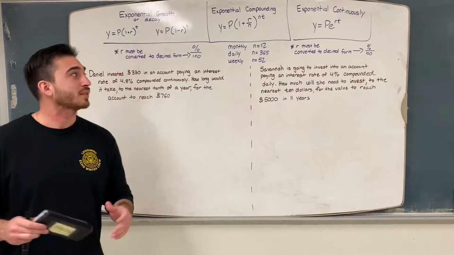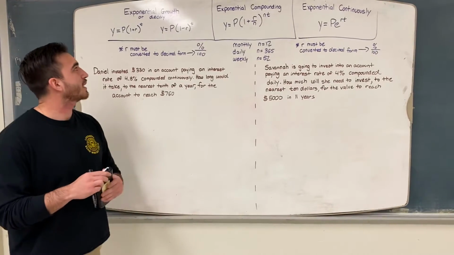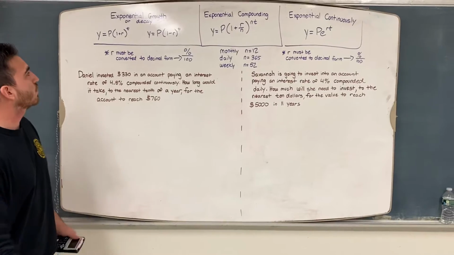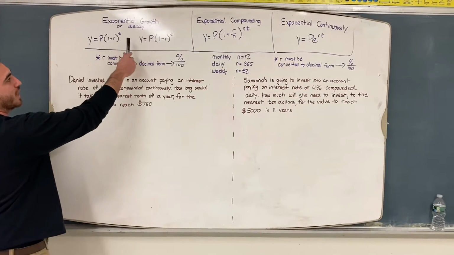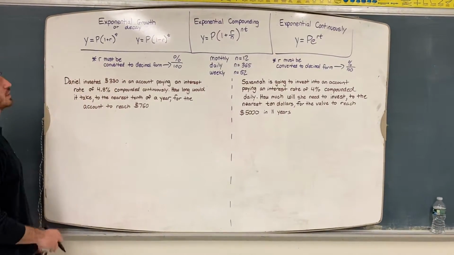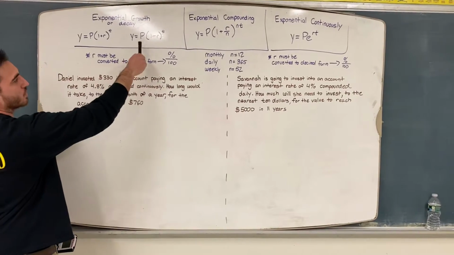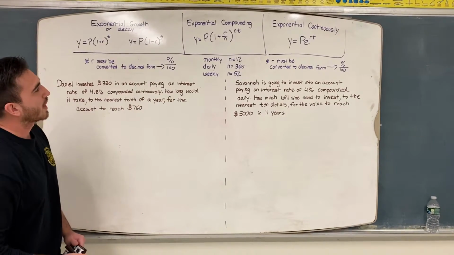All right, guys, so what we're gonna do is review exponential growth. Remember, there's three different formulas. We have exponential growth or decay, where we have y equals p(1 plus r)^t, and y equals p(1 minus r)^t.